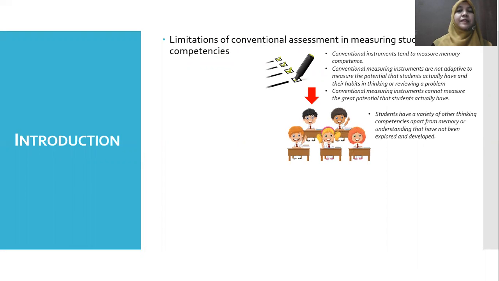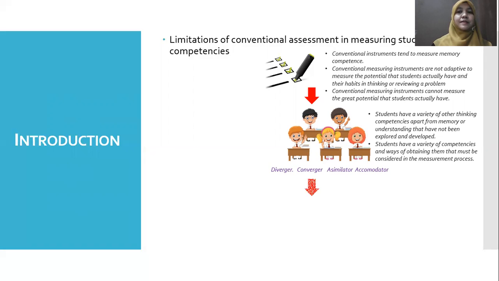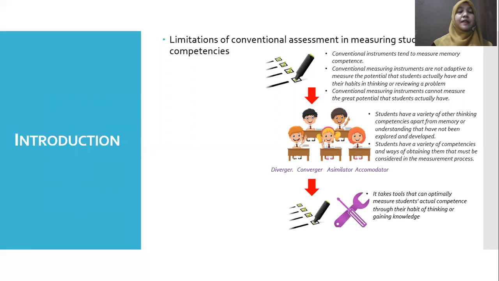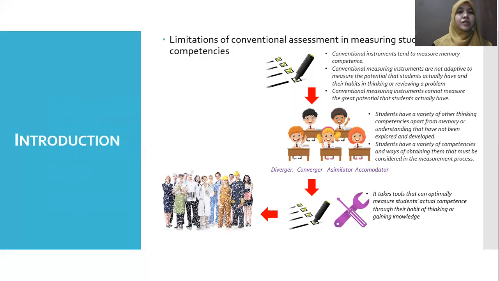Students have a variety of other thinking competencies apart from memory or understanding that have not been explored and developed. Students have a variety of competencies and ways of obtaining them that must be considered in the measurement process. It is a learning style. It takes tools that can optimally measure student actual competence through their habits of thinking or gaining knowledge.